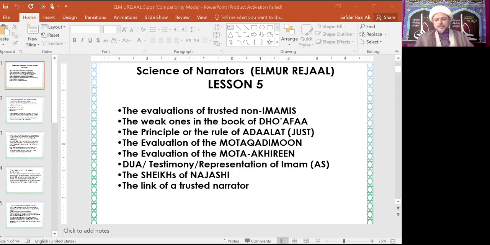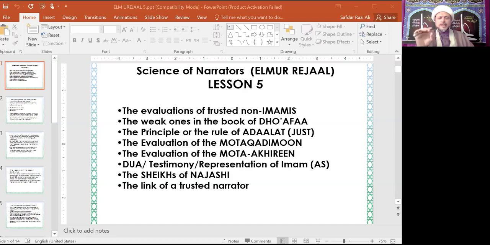So what are these principles which we are going to study today? We studied the Sughra, now we are going to study the Kubra: the evaluation of the trusted non-Imamis. As you know, when we took the course of Ilm al-Hadith, there are hadith narrated by non-Imamis.